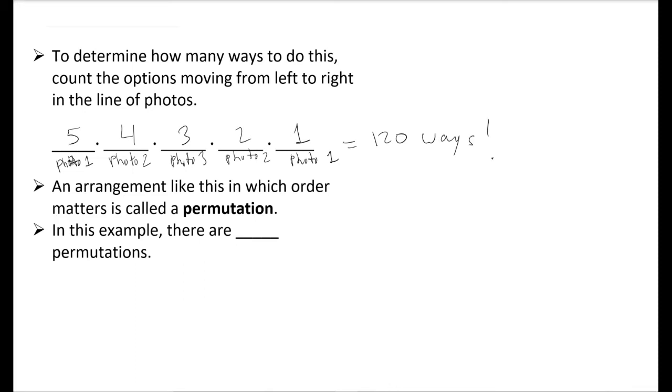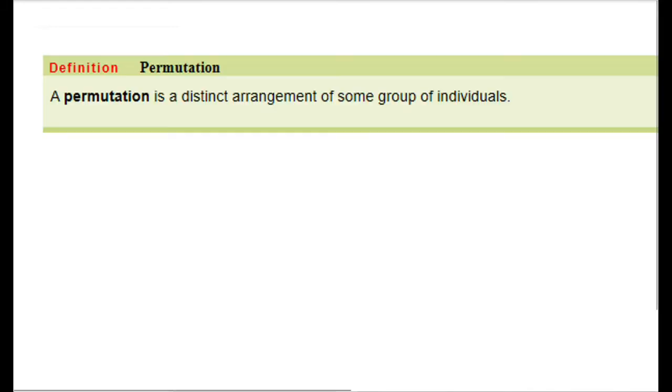Now an arrangement like this in which order matters is called a permutation. So in this example, we have 120 permutations, 120 arrangements in which the order matters. All right, so let's talk about permutation. The definition of permutation is a distinct arrangement of some group of individuals. In this case, when we mean distinct, we mean the order matters.